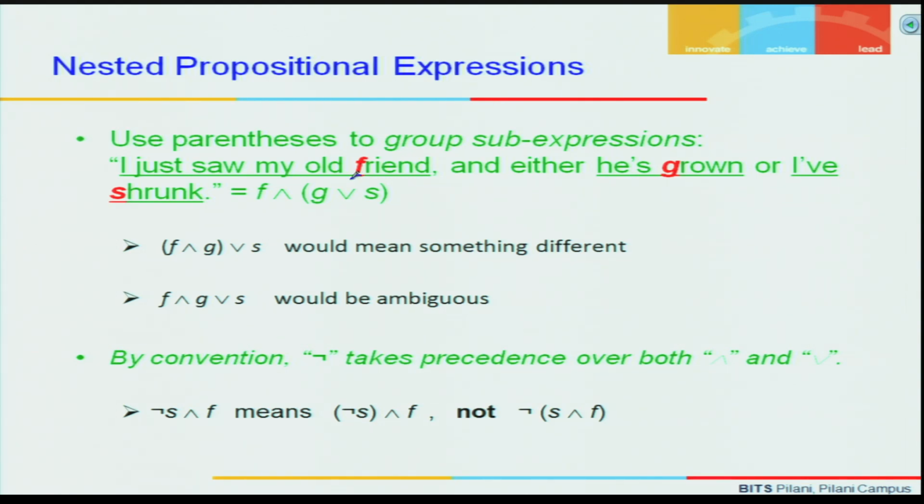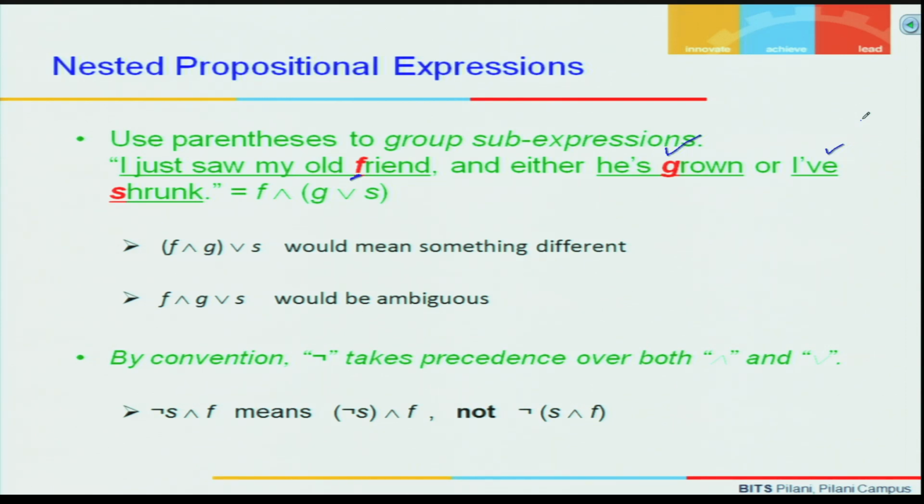You can choose any letter. For example, I am choosing f to represent this particular proposition. Then I have got another proposition over here, "He has grown". This is another proposition and I represent it by g. And there is another proposition, "I have shrunk". I represent this probably by s. Now the point is, if I have a compound English statement like this and I would like to represent it in propositional logic with the symbols, then how do you do it?